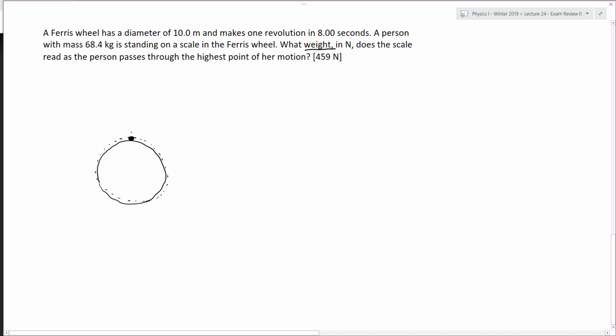So you're standing on a scale. Now a scale will always read the normal force. So the question is actually just asking for what is the normal force acting on the person. Okay, so if we were to draw a free body diagram of this person at the top of the Ferris wheel, what forces would we have? So we always have a force of gravity which points straight down, Fg, and we'd also have a normal force since the person is standing on the surface, on the scale. The scale pushes up on the person going like this.